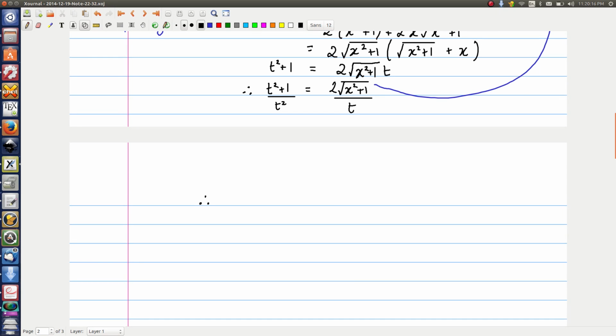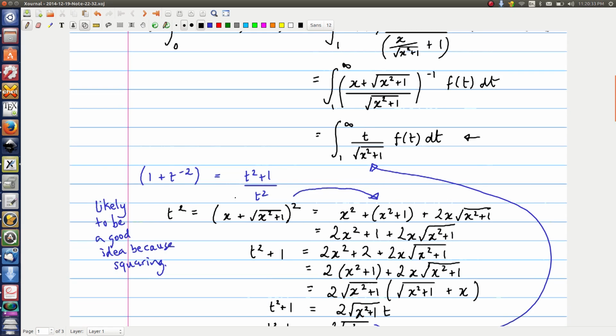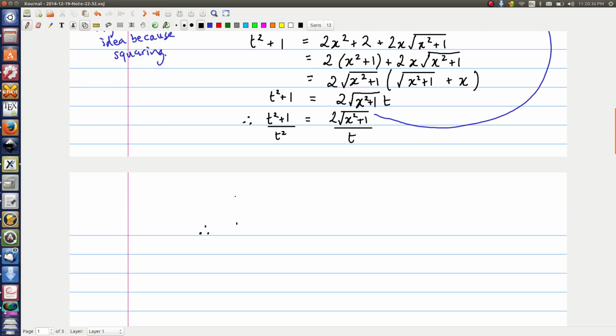So if we take the reciprocal of both sides and divide the left hand side by 2, let's see, one step at a time. Hang on, which way around do I want to do this? t over root x squared plus 1. So, well, let's just do that. So t over root x squared plus 1 would be equal to, hang on, which way around is this? 2t squared over t squared plus 1. Is that right?